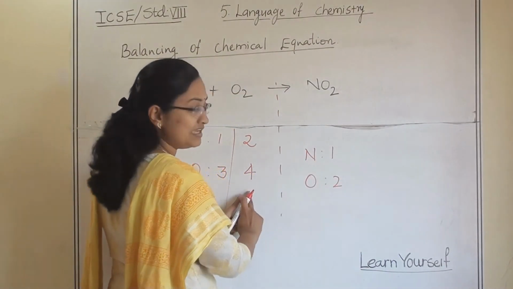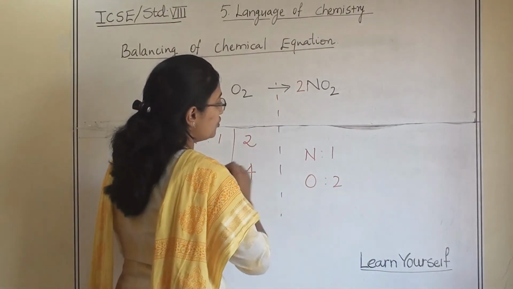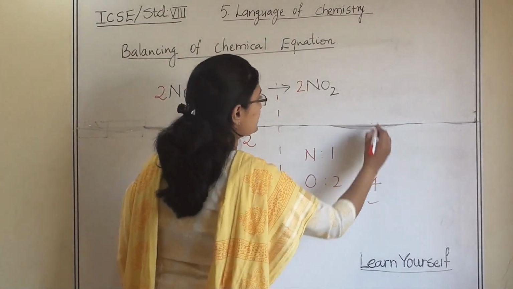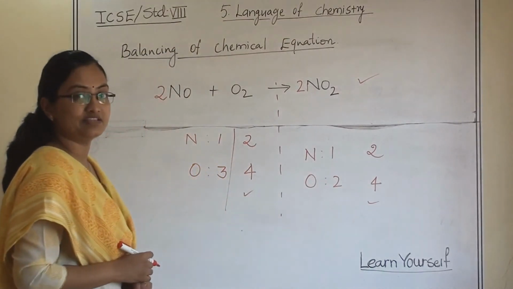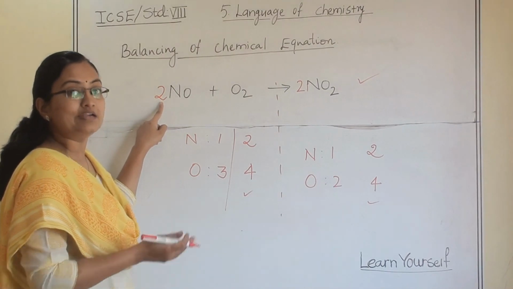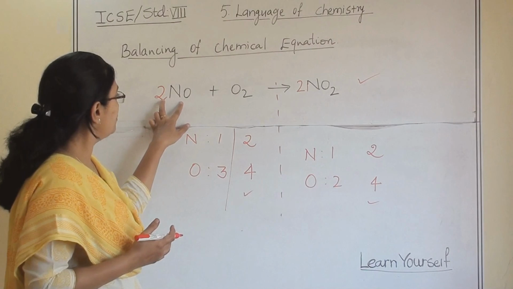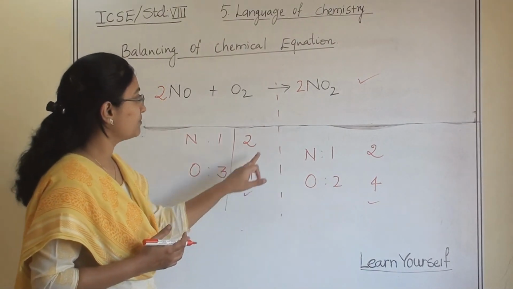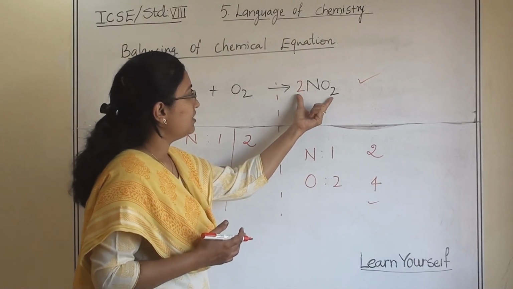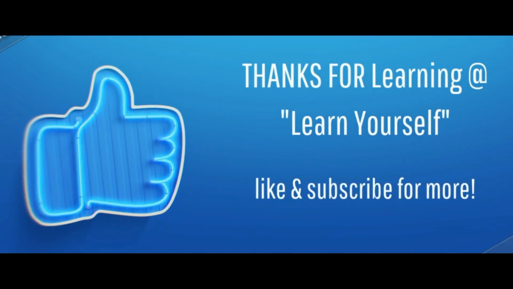It has already doubled. So if I am going to write 2 here, now it is 2 and 4. So this equation is balanced. What I have done is I have added 2 NO at the reactant side. So they both became double. This 2 and this 2 became 4. So here I have also added 2. So this 2 NO and altogether 4 oxygen.